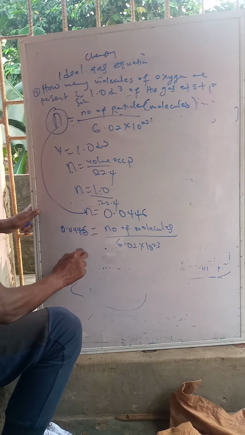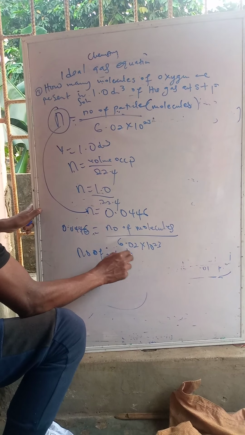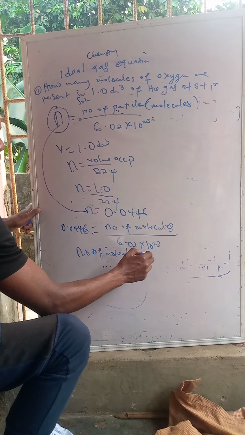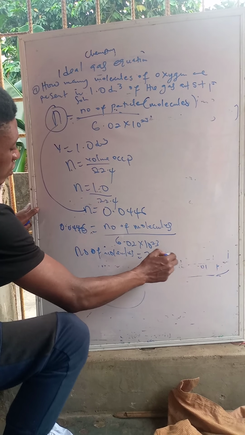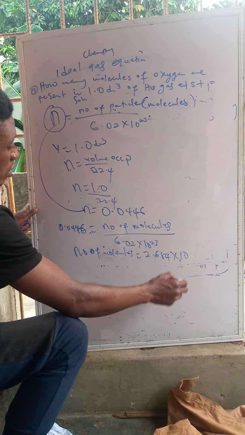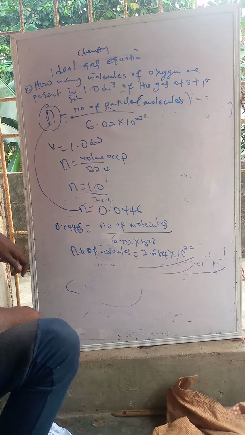So number of molecules will be equal to what? 2.684 times 10 raised to the power 22. So that's the answer to this question.